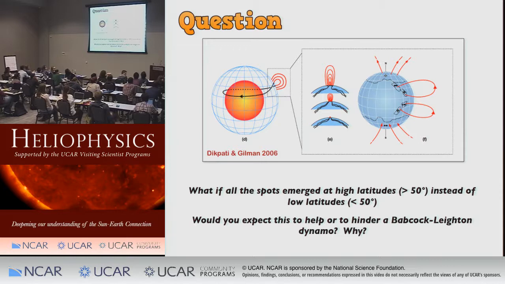So why do you think it would help? Yeah, so it gets to the poles faster is what you're saying. Yeah, so that's true. It gets to the poles faster, so you might expect the cycle period to be shorter, right? If it gets to the poles faster.